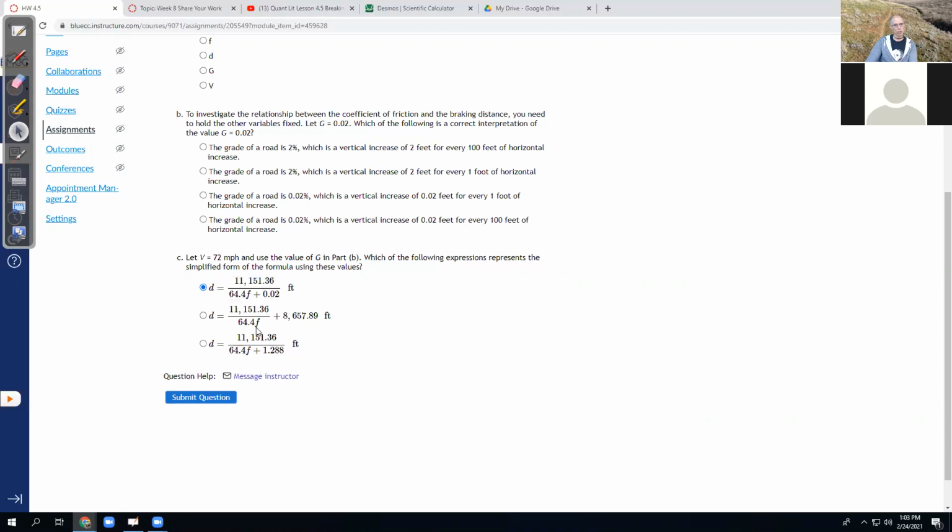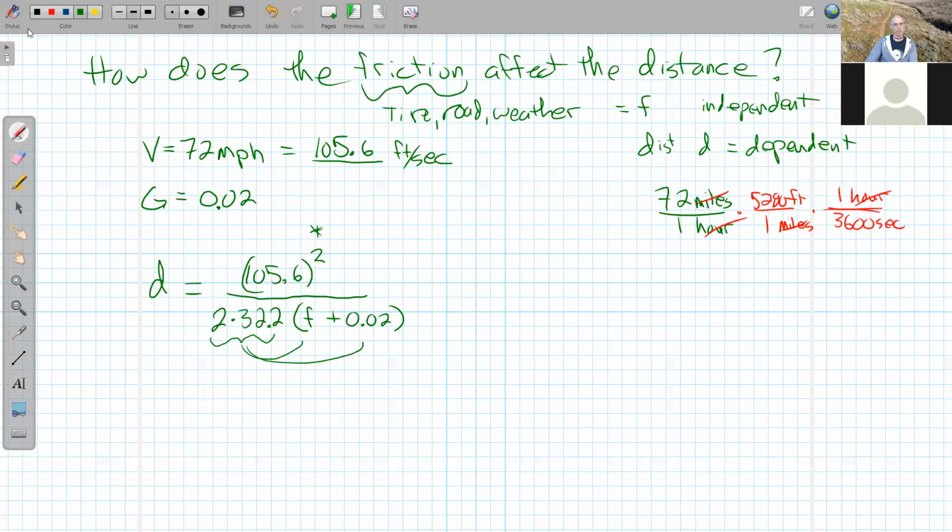And then we have to figure out which is the right denominator. And here's the 0.02, but notice the parentheses are missing. Got to have those parentheses there. So let's clean this up a little bit. I just rewrote this a little bit. I squared the numerator and got 11,151.36. In the denominator, 2 times 32.2 is 64.4, but I still have parentheses F plus 0.02.